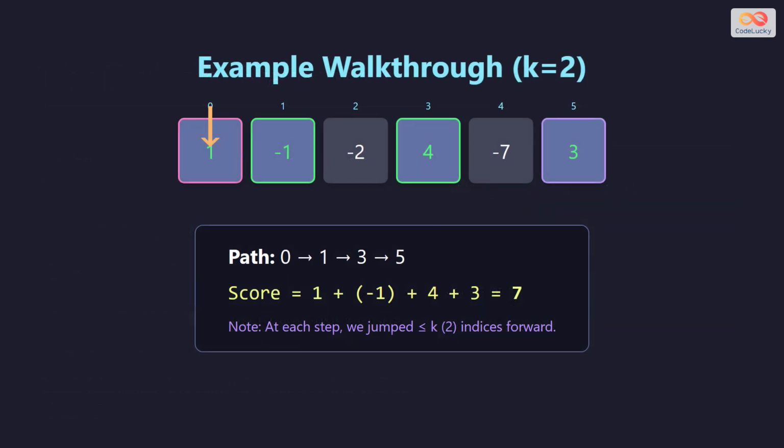Let's look at an example where k is 2. We start at index 0 with value 1. We can jump 1 or 2 steps. Suppose we jump to index 1, value -1. From there, we jump to index 3, value 4. Finally, we jump to the last index, value 3. The total score is the sum of these numbers, 1 minus 1 plus 4 plus 3, which equals 7. This turns out to be the maximum possible score for this input.